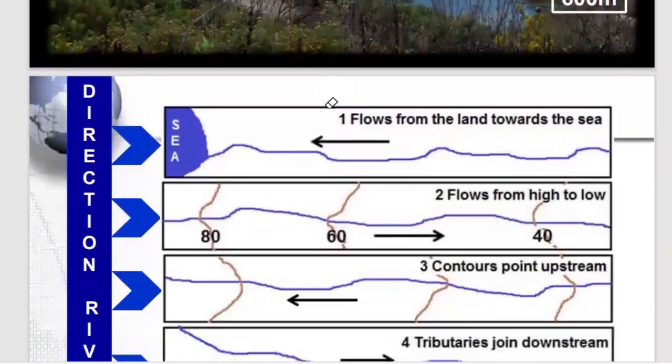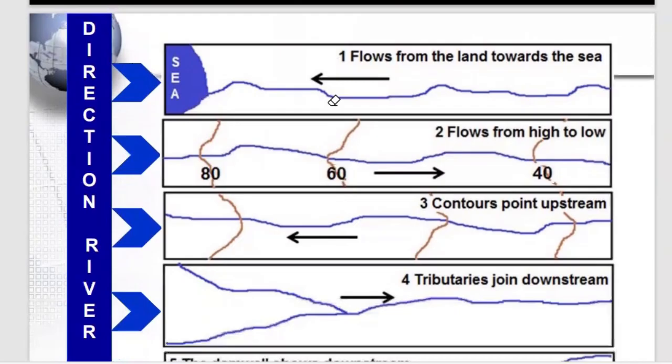Then we move on. I want to look at river flow direction. How do we determine the flow direction of a river? That is a very critical and important aspect in geography that we must always master. Right, one indication is what we are seeing here: a river flows from land towards the sea.